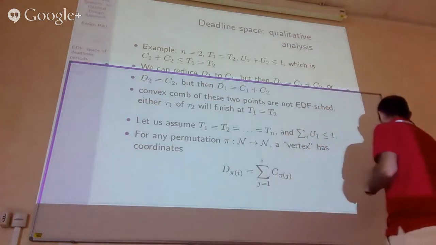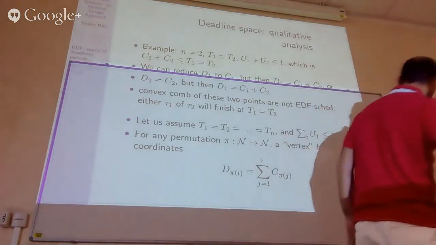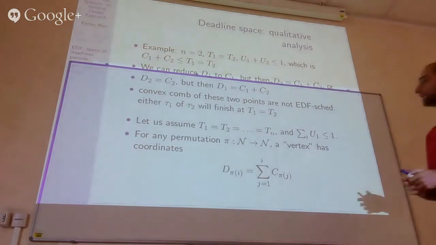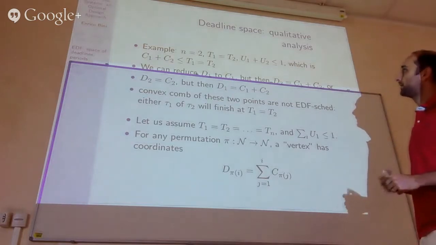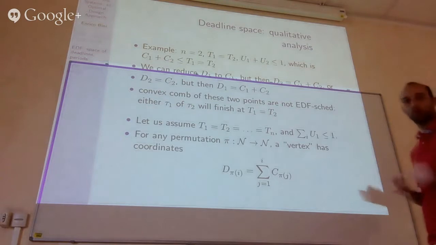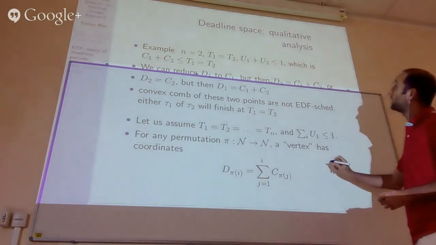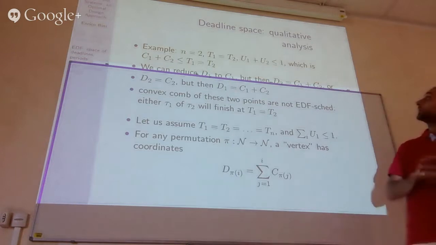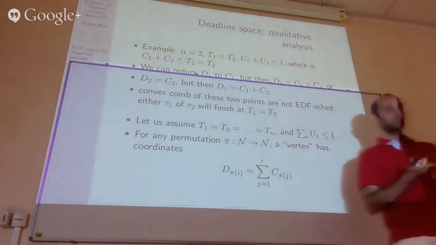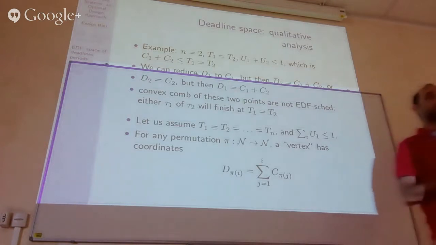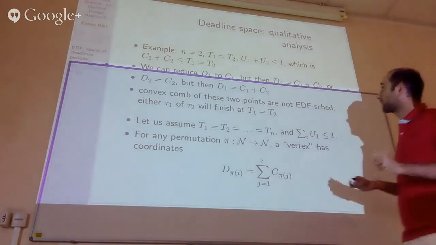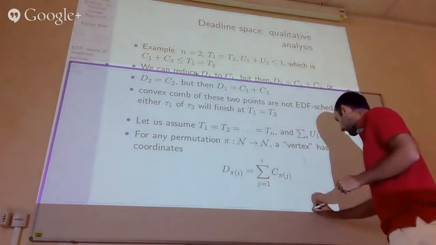Let's go into this very special case, okay? So let's consider this example with two tasks, so n equal to 2. We are wondering about what is the space of feasible deadlines. So we assume that computation times and periods are given, and we want to see what are the feasible deadlines of the EDF task. So, okay, we have two dimensions.